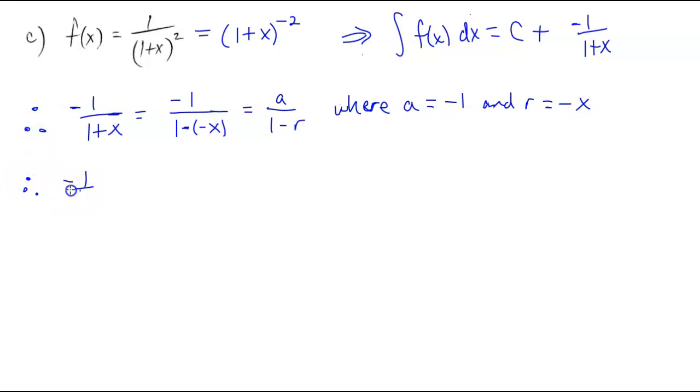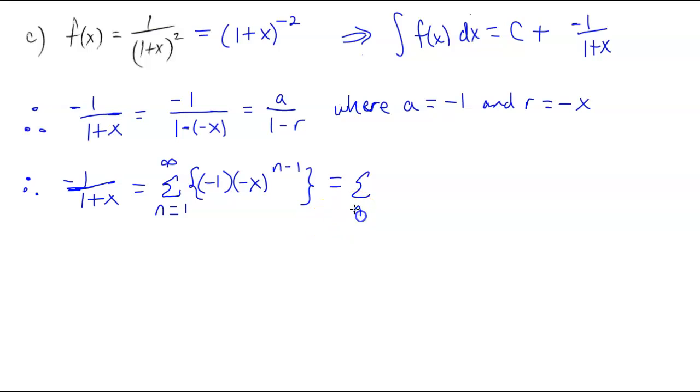So therefore, negative 1 divided by 1 plus x is just going to be the summation. And we're putting this in geometric series form now. This will be negative 1 times negative x raised to the n minus 1. And we change the index, or the counter here, to n equals 0 so that we could have it in power series form. So this will be a minus 1 again, minus x raised to the n.